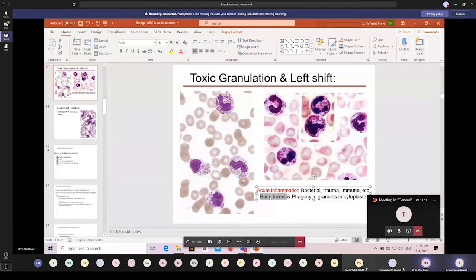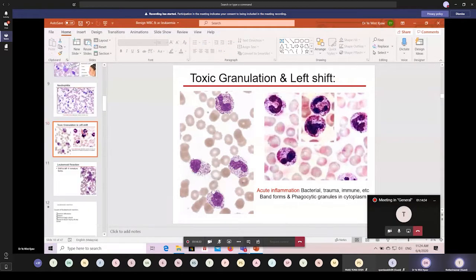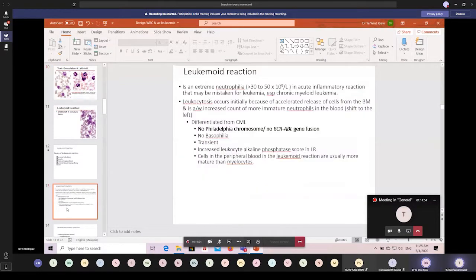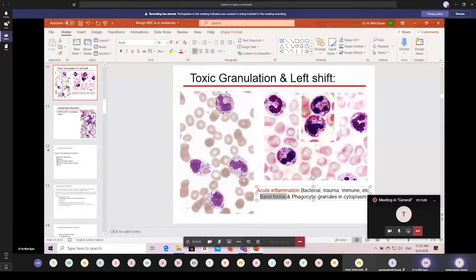Normally, you cannot see band forms. This is a band form. A normal neutrophil should be like this, with 3 to 5 lobes. If you see a band form like this, this is called immature neutrophil seen in the left lane. This is called shift to the left. Shift to the left means immature neutrophil. What is an immature neutrophil? Band form.